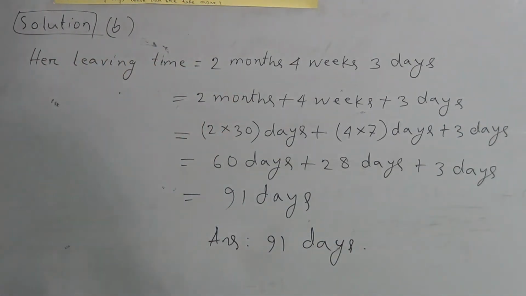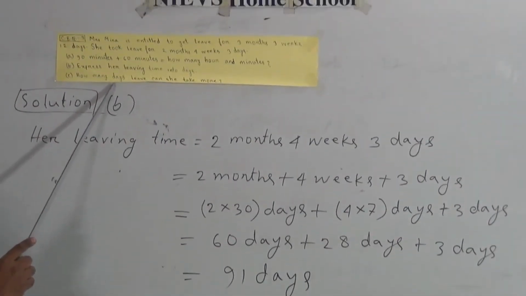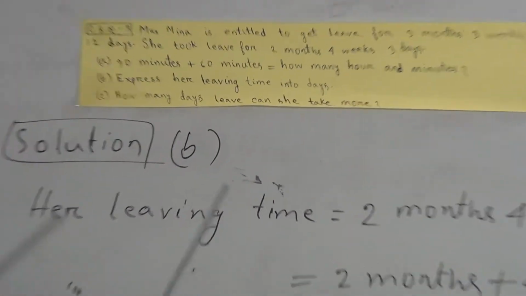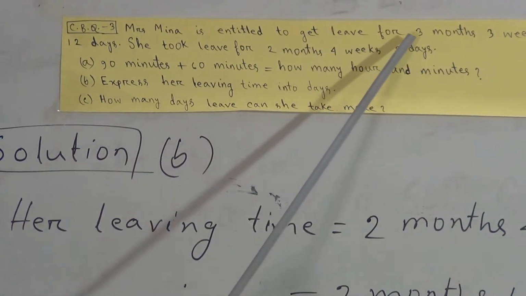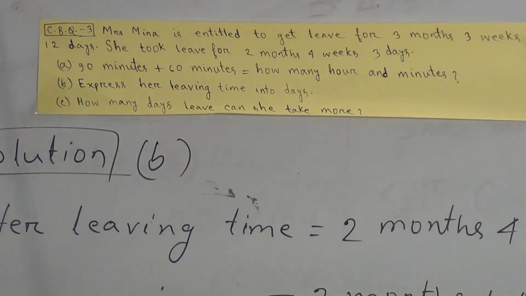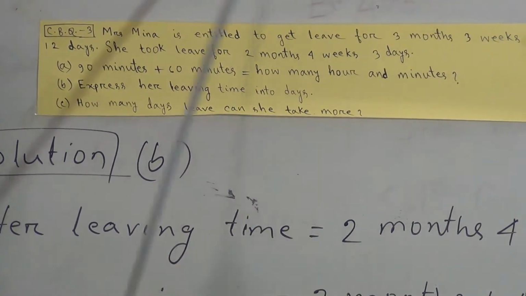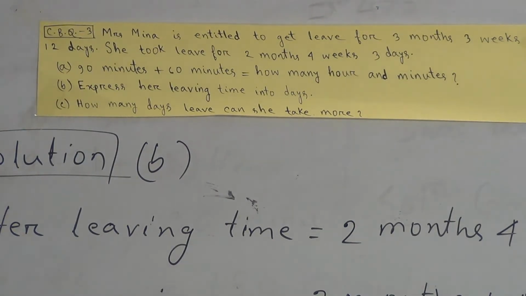Now we will solve C number. How many days of leave can she take more? Here Mrs. Meena is entitled to get leave for 3 months, 3 weeks, 12 days. But she took leave for 2 months, 4 weeks, 3 days. And we have converted it into days in B and we have got 91 days. Now we have to convert these 3 months, 3 weeks and 12 days into days. Then we will subtract these 91 days from these days.